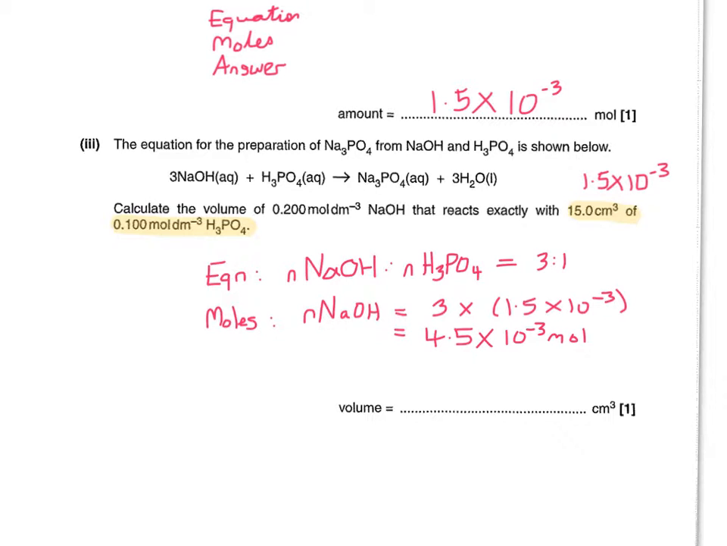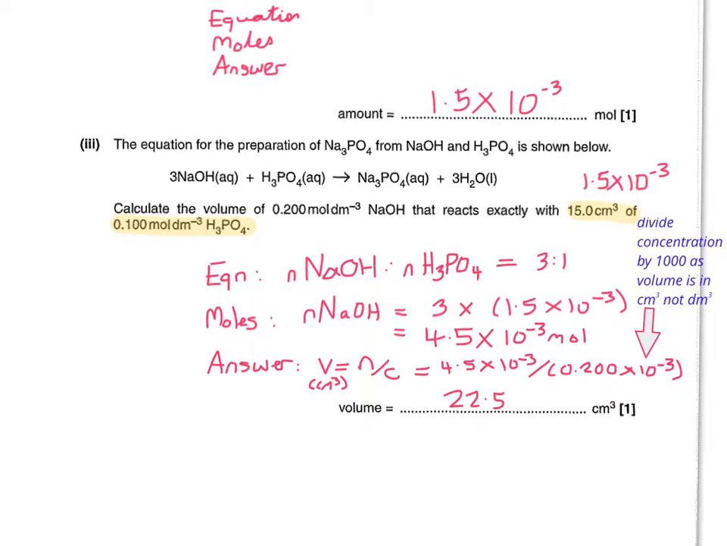You can simply multiply the number of moles of H3PO4 by 3 to get 4.5 times 10 to the minus 3 moles. Then divide by the concentration to get your answer. That gives us 22.5 centimetres cubed, not forgetting, of course, to multiply by 1,000, as the volume required is in centimetres cubed, not decimetres cubed. We can now go on to the next page.